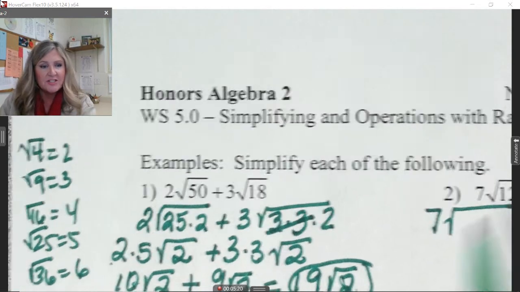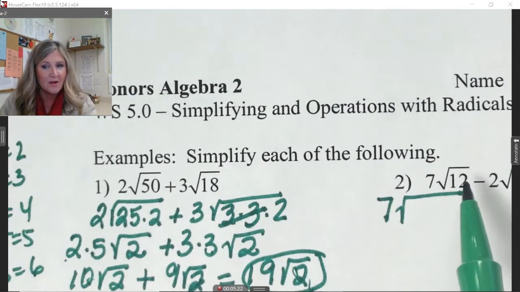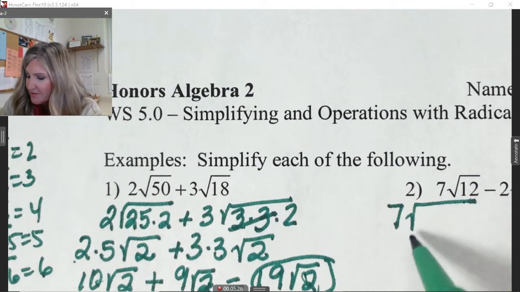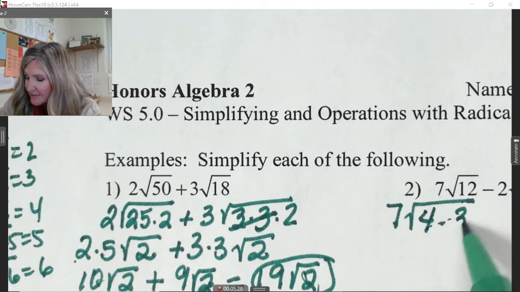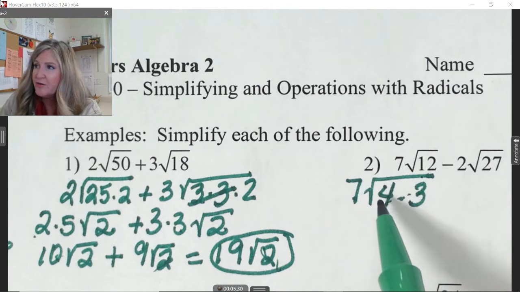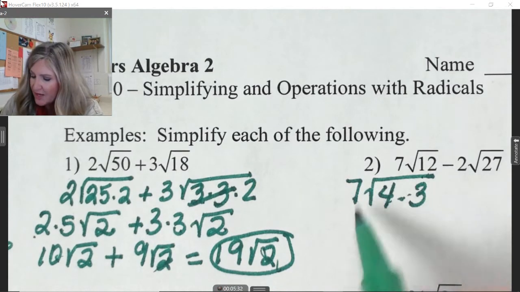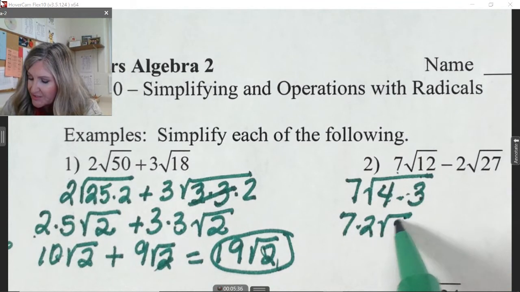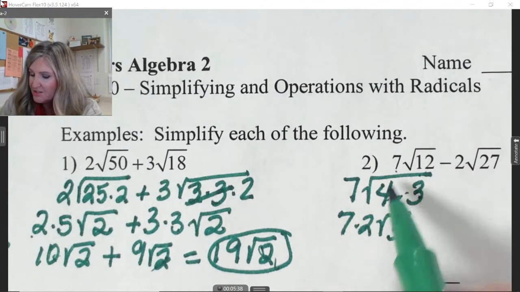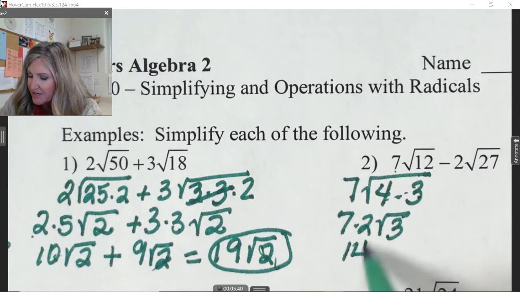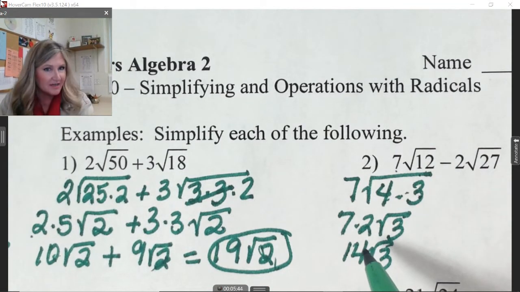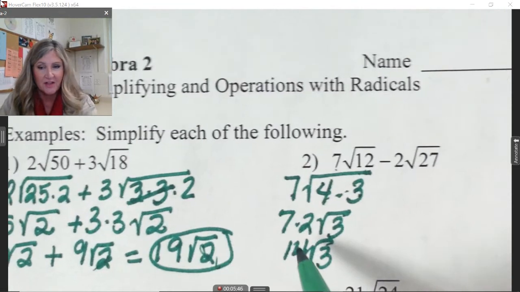So the largest perfect square that will go into 12 is what? 4. So I'm going to rewrite 12 as 4 times 3. The square root of 4 is 2, so a 2 comes out. But I can't take the square root of 3, so it stays inside. So another name for this is 14 radical 3. If I'm not sure I did that right, I check it on my calculator and see if they're equivalent.